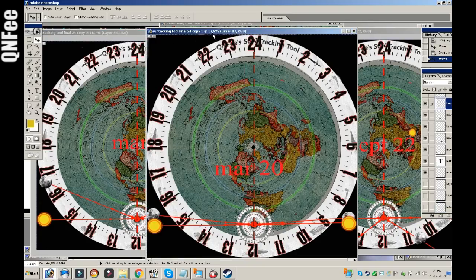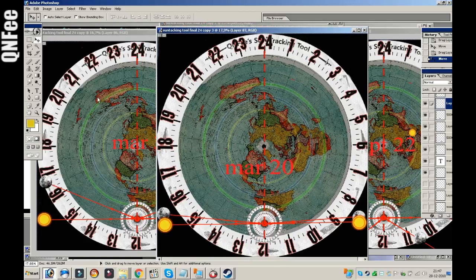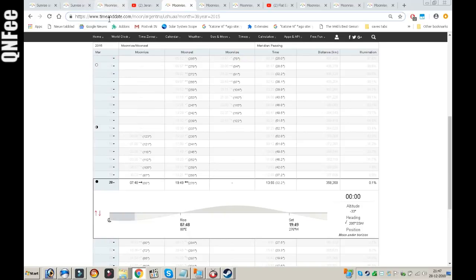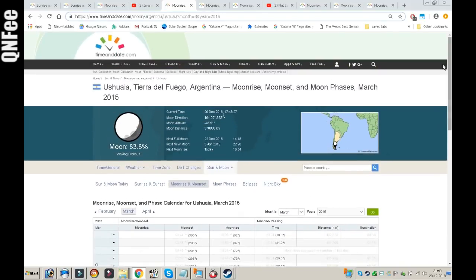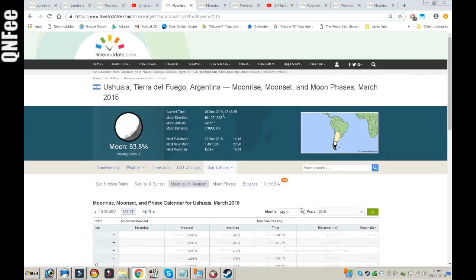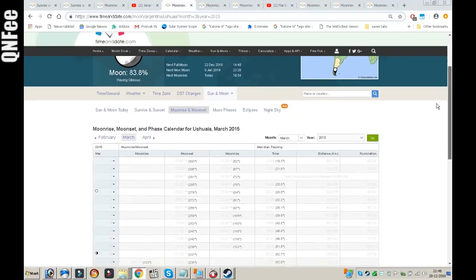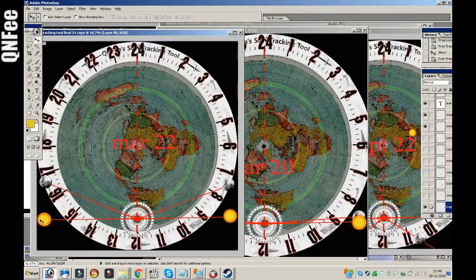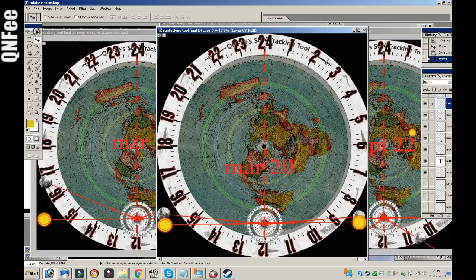March 22 and March 20. This was in 2015. You can look all this data up yourself, time and date, and the location is Ushuaia, Argentina, on March 20 and March 22 of 2015. You can check the facts. And this date is around equinox. So the sun always has the same rise and set directions all over the earth. That's 90 east, 270 west.